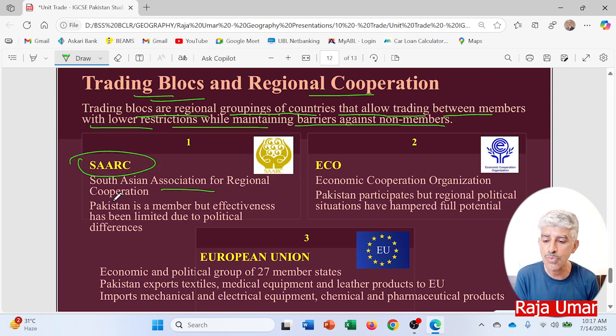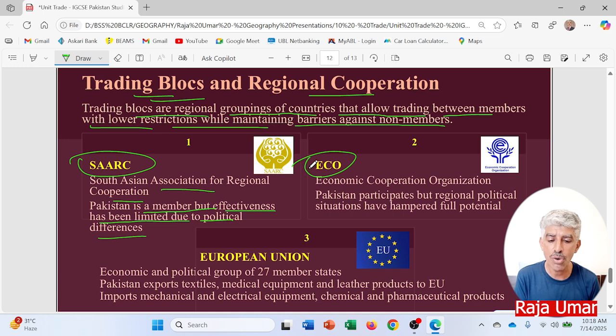The South Asian Association for Regional Cooperation, the organization of the South Asian countries: Pakistan, India, Sri Lanka, Bangladesh, Maldives, Bhutan, Nepal, and even Afghanistan is part of SAARC now. Pakistan is a member, but effectiveness has been limited due to political and potential differences between Pakistan and India, due to the Kashmir issue and many other issues between the states. So the effectiveness of the SAARC organization is really very limited these days, and it is almost over.